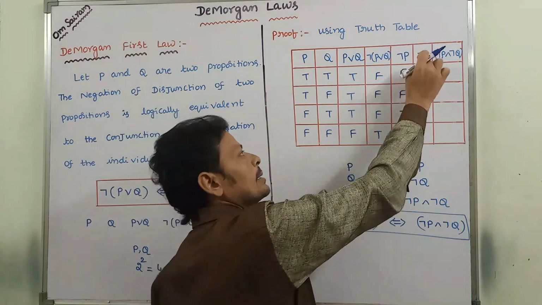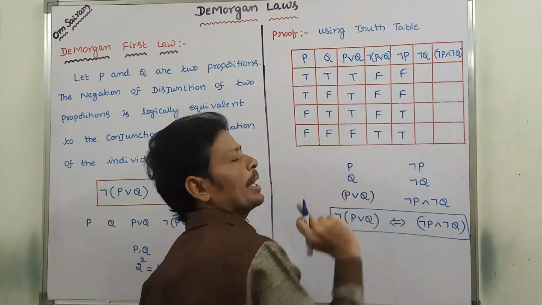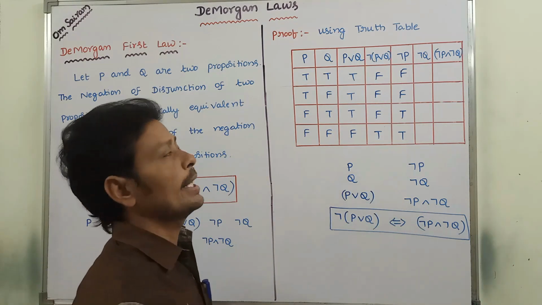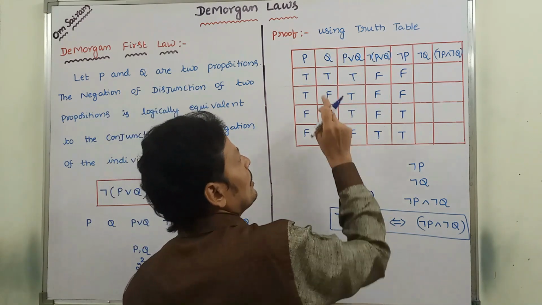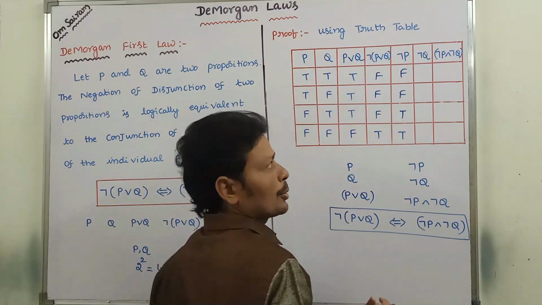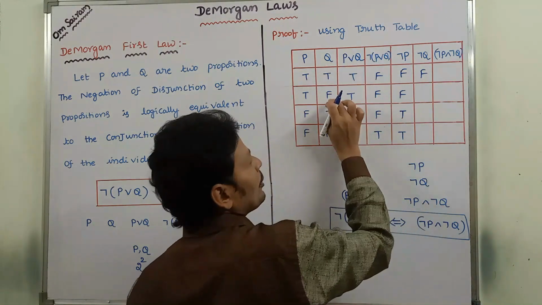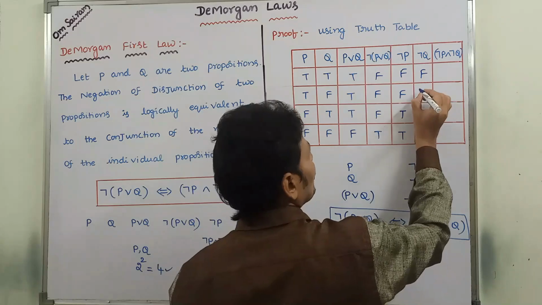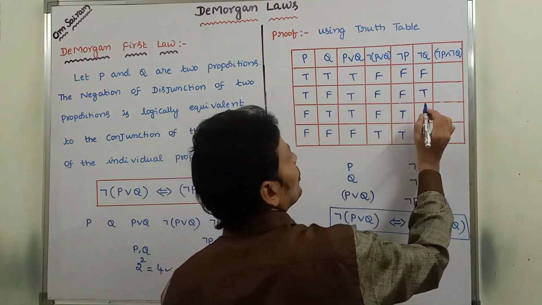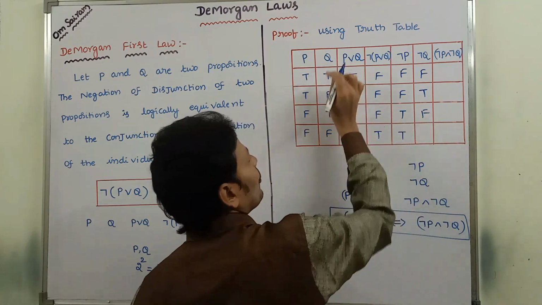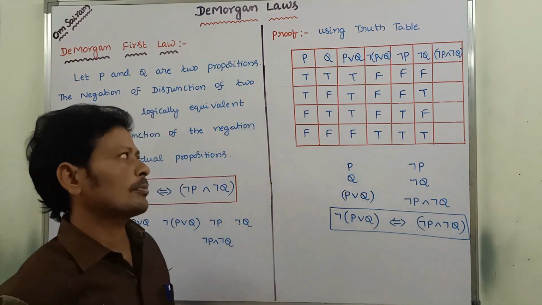Next, what is the truth value of negation Q? It is obtained by negating the truth value of proposition Q. If Q is true, negation Q is false. If Q is false, negation Q is true. Q true gives negation Q false, and Q false gives negation Q true.